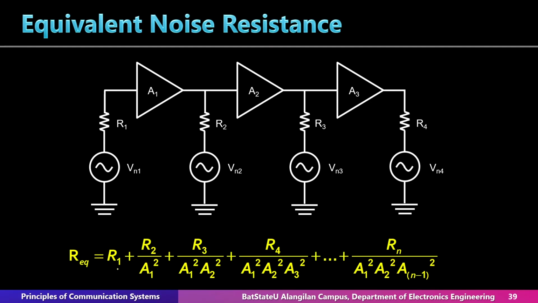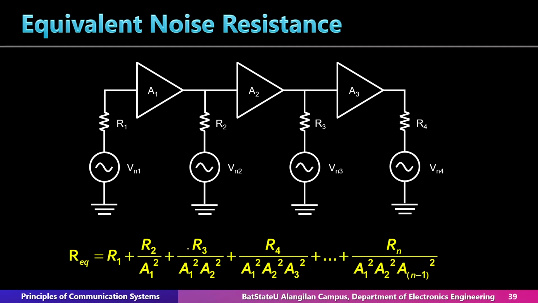Why? Kasi ang R1, wala namang divisor yan. Yung R2 may divisor eh. Yung A1, in-square mo pa. E di lalo na yung third term, kasi yung R3 niya, ang divisor mas malaki: A1 squared times A2 squared. Yes. So, anong sinasabi sa atin ng formula na ito?